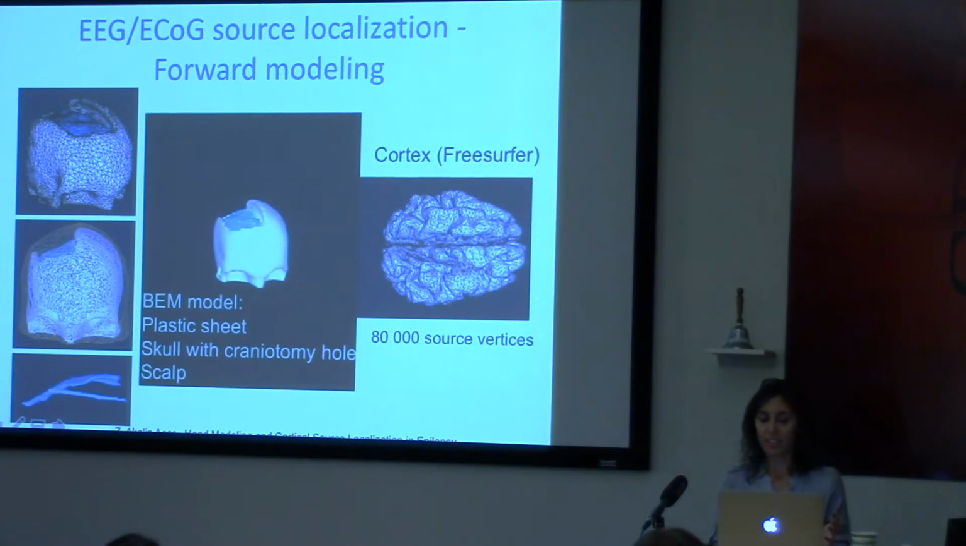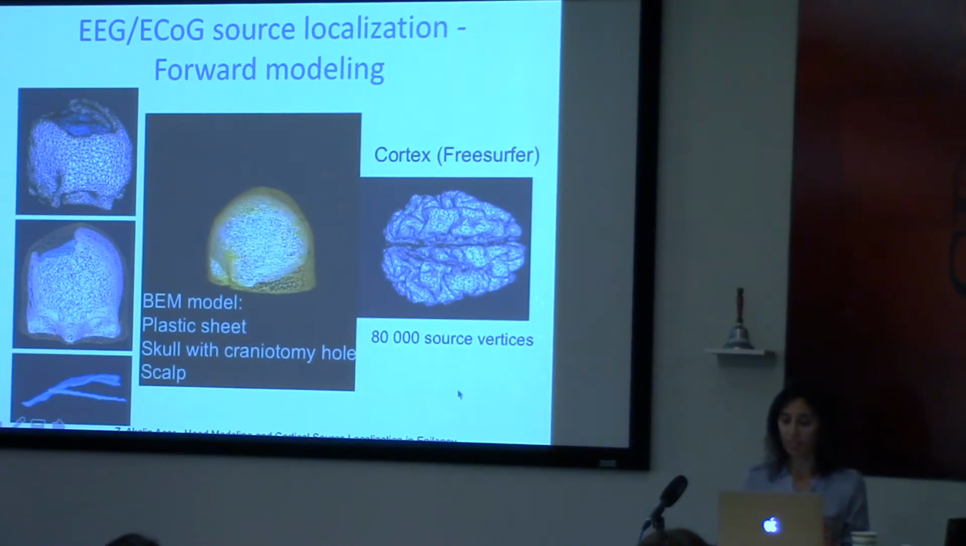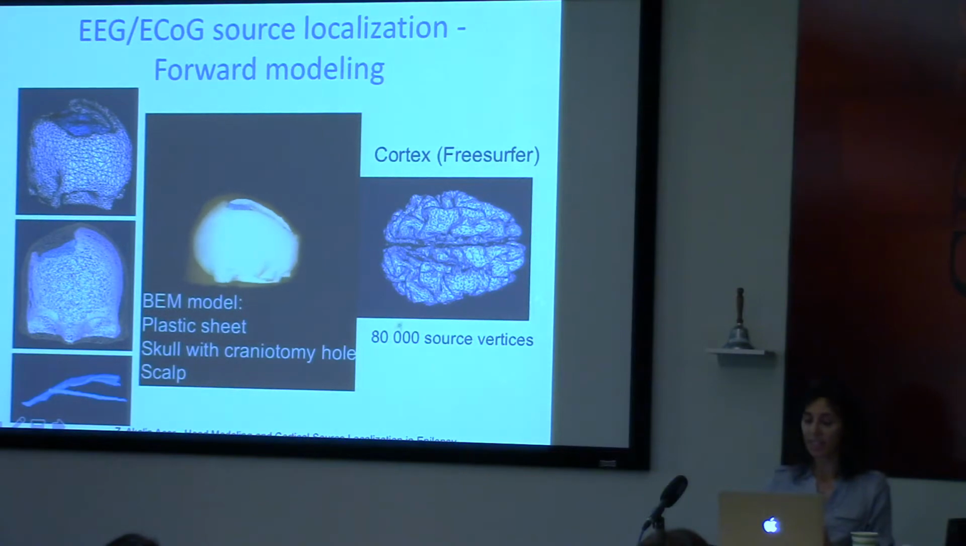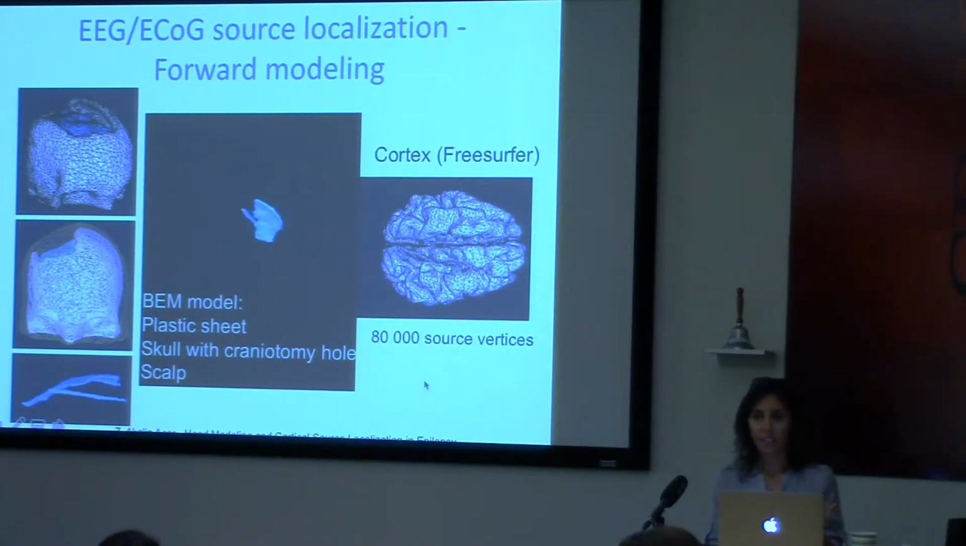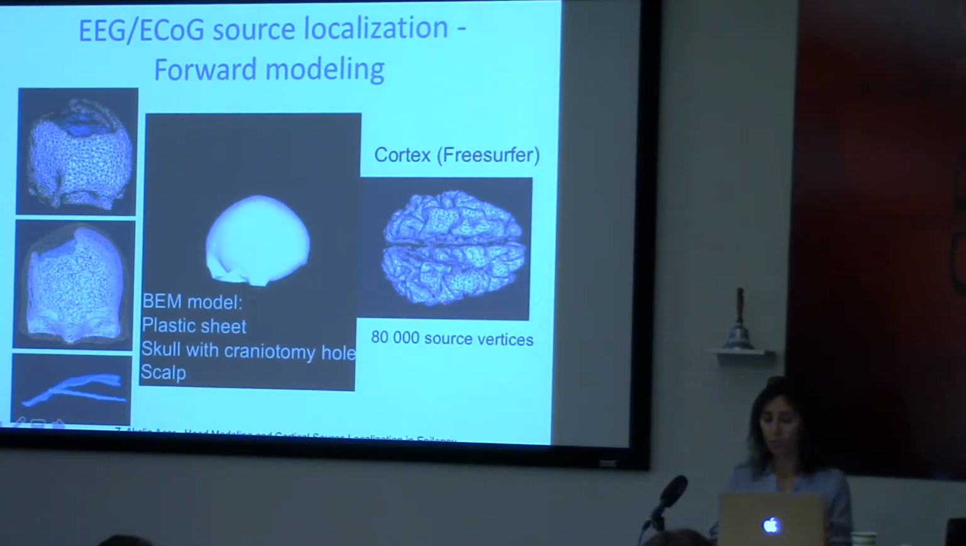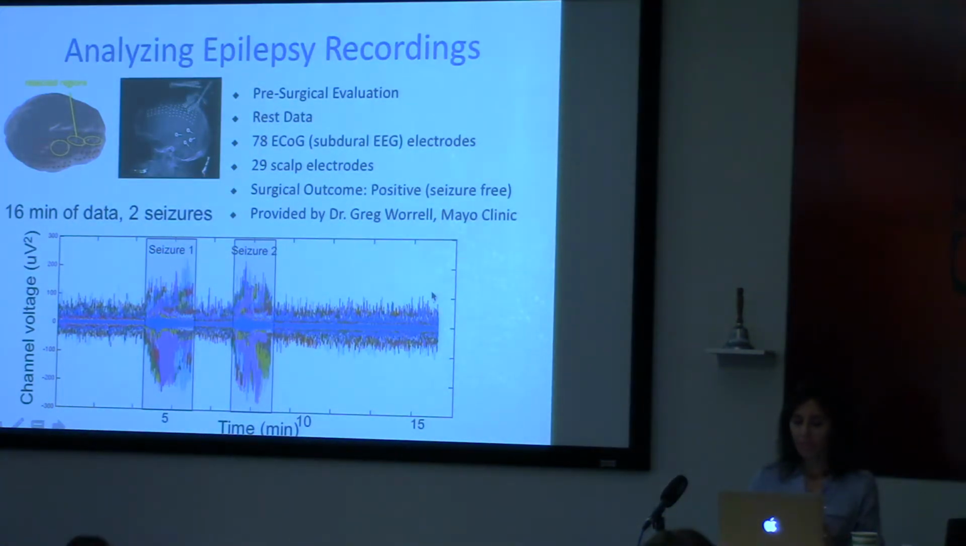And this is the cortical surface of the patient. So I represented the cortex with 80,000 sources and tried to fit the data to find the distribution at the 80,000 source points. So this is the grid of electrodes on the patient's brain. There are 78 ECoG electrodes, and at the same time, scalp EEG was also recorded, with 29 scalp electrodes.